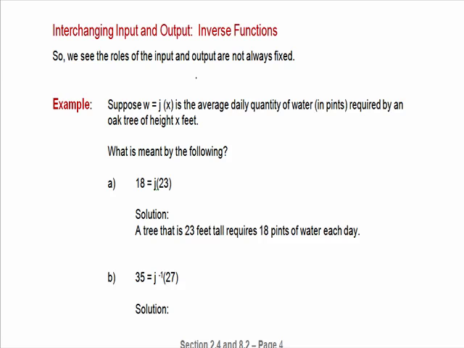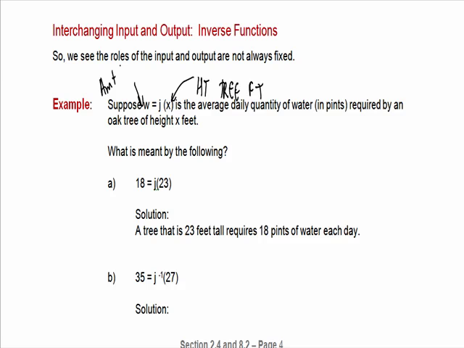We're going to talk about what these expressions tell us. So here's an example. Suppose W equals J at X is the average daily quantity of water in pints required by an oak tree of height X feet. Before I go to the example, let's take a look. We first of all have X, and X is the height of the tree in feet, and W is the amount of water in pints.